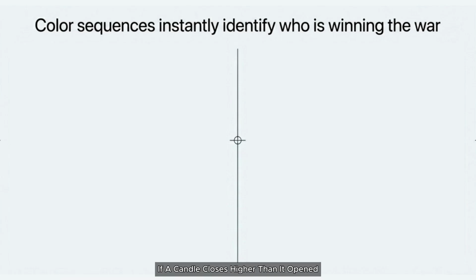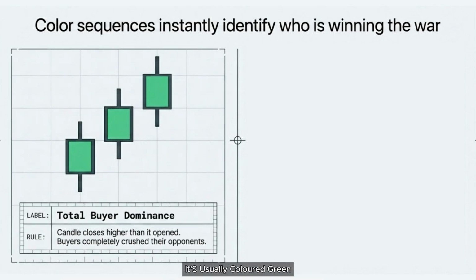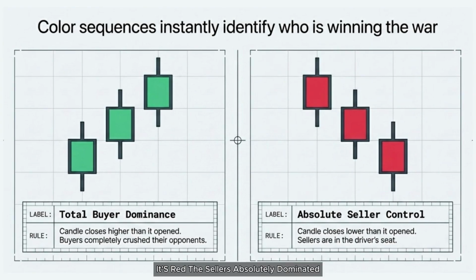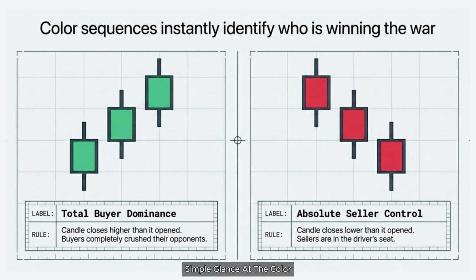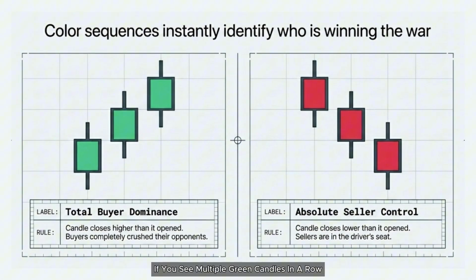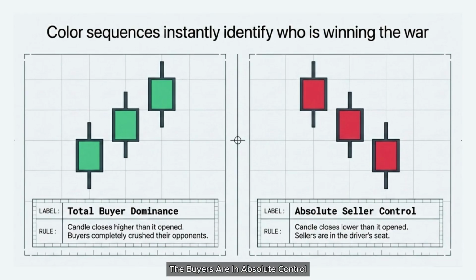If a candle closes higher than it opened, it's usually colored green. This instantly tells you that the buyers pushed the price upward and completely crushed their opponents during that specific session. On the flip side, if the candle closes lower than it opened, it's red. The sellers absolutely dominated. So a simple glance at the color sequence tells you who is in the driver's seat. If you see multiple green candles in a row, the buyers are in absolute control.